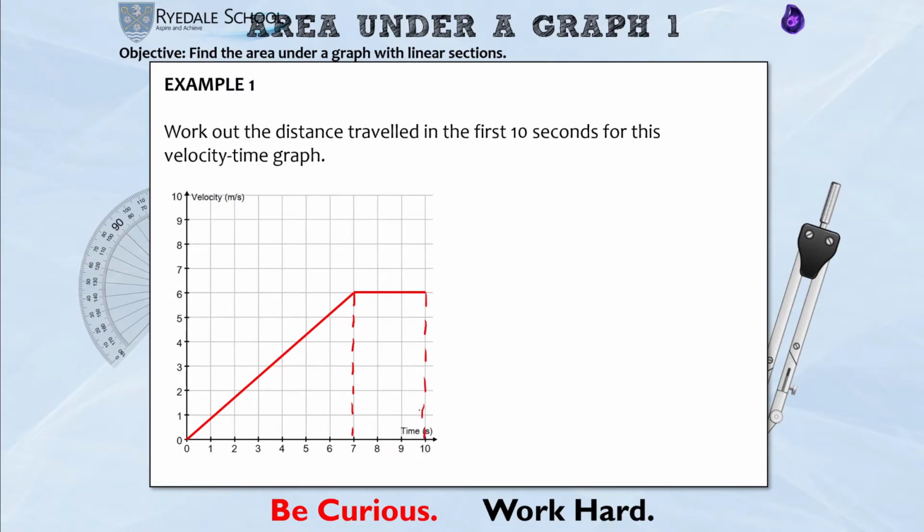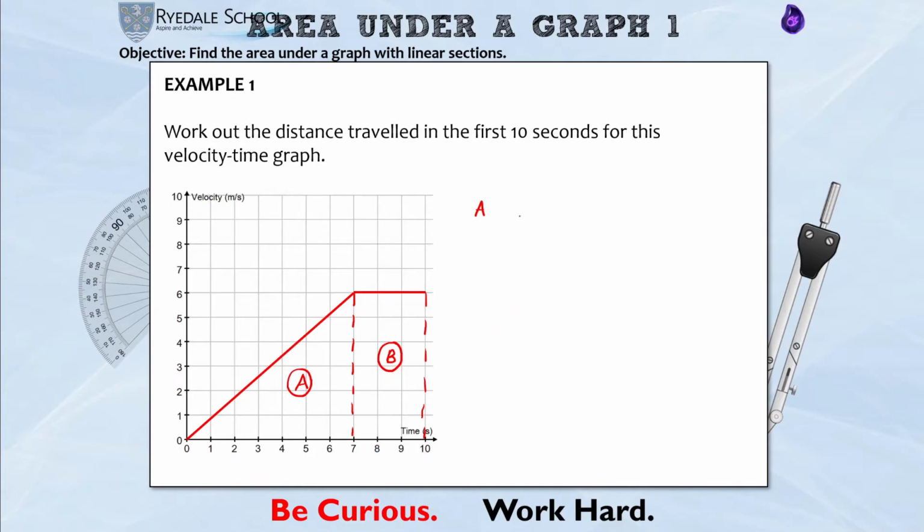One of those sections is a triangle. I'll call that A. The other section is a rectangle. And like I said, the 3 most likely shapes that you will see are triangles, rectangles, and trapeziums. So let's work out the area of A.